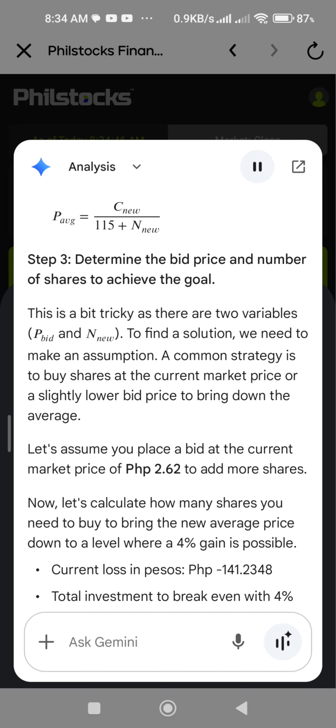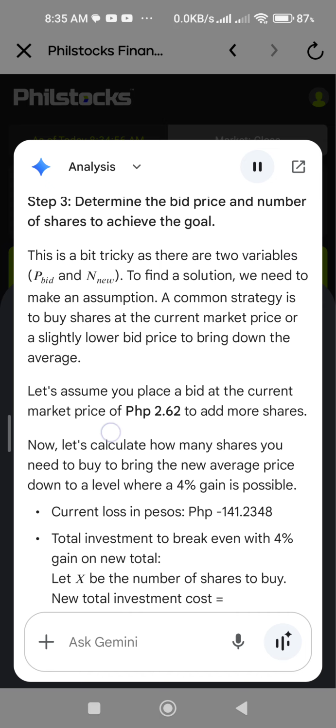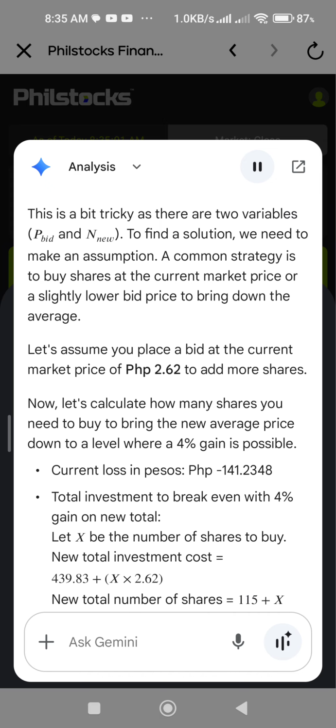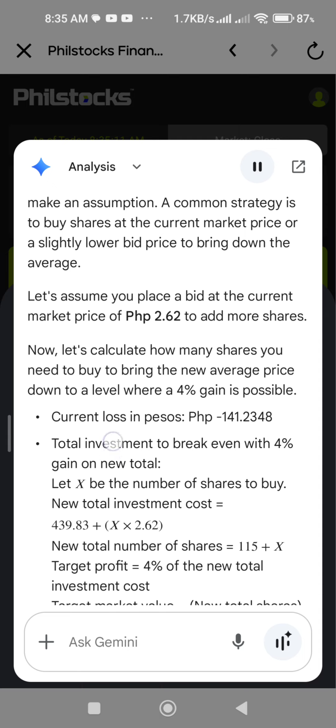To find a solution, we need to make an assumption. A common strategy is to buy shares at the current market price, or a slightly lower bid price to bring down the average. Let's assume you place a bid at the current market price of PHP 2.62 to add more shares. Now let's calculate how many shares you need to buy to bring the new average price down to a level where a 4% gain is possible. Current loss in pesos: PHP minus 141.2348. Total investment to break even, with 4% gain on new total.